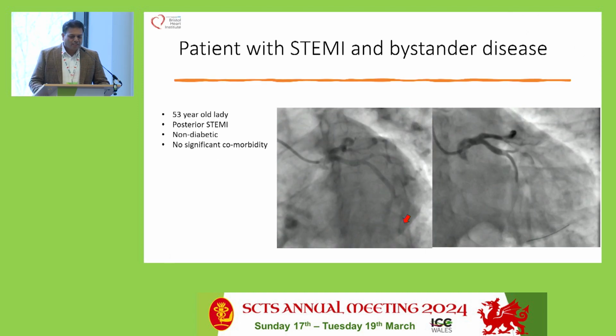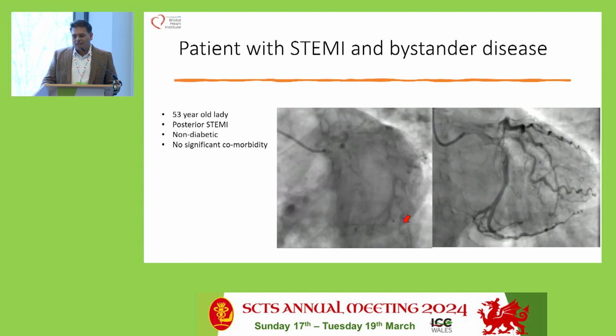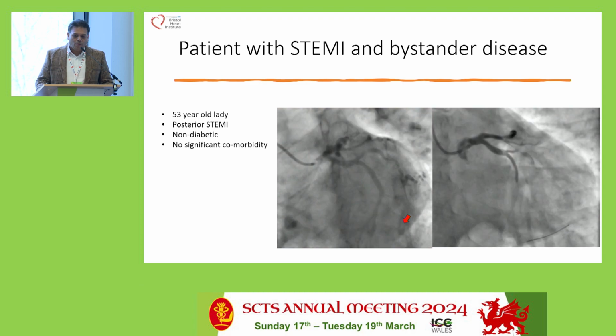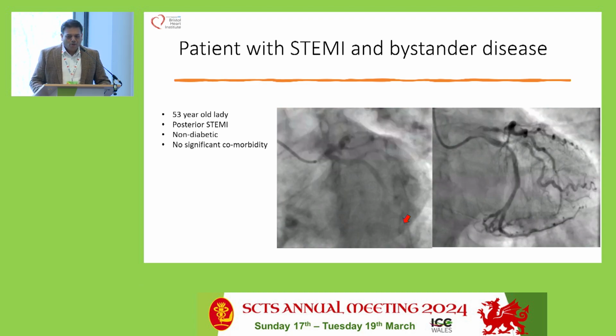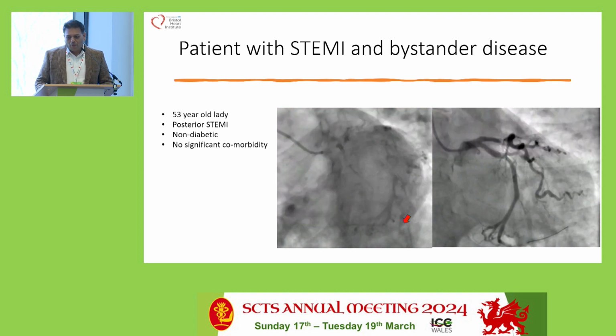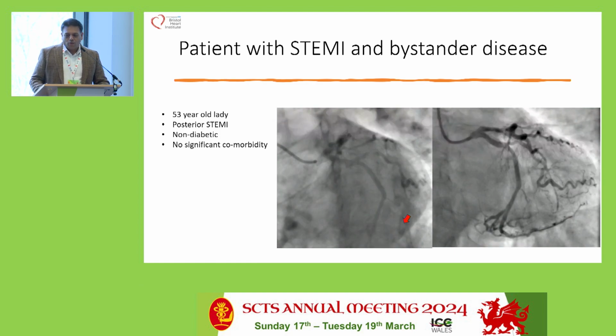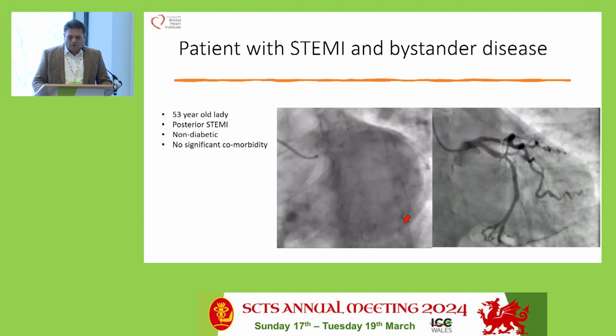So I'll start with an example. This is a patient of mine. I did an angiogram on Friday. A 53-year-old lady came in with a posterior STEMI, non-diabetic, and without any significant comorbidity. You can see that there is acute occlusion of the OM2 branch there, which we have revascularized.